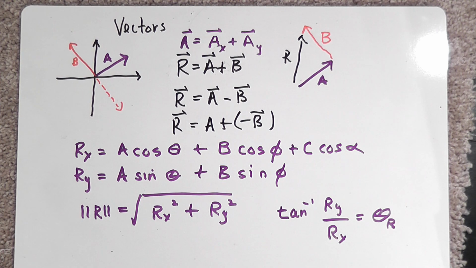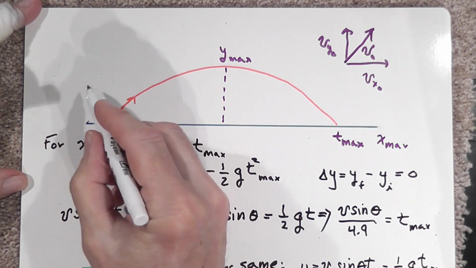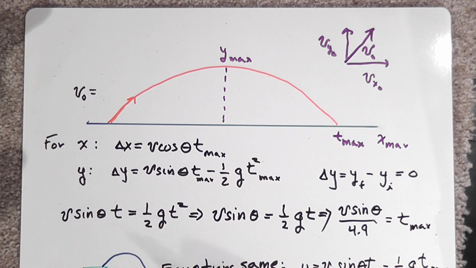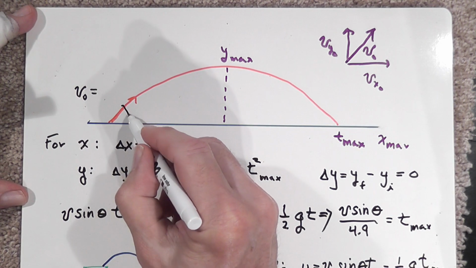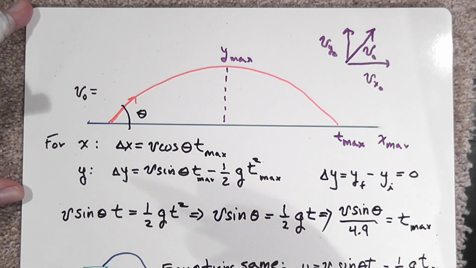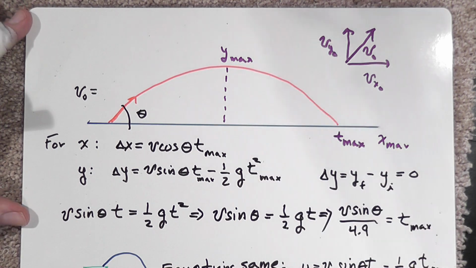So next thing, let's talk about projectile motion. This was the second part of chapter 3, projectile motion. This is where you would have been given an initial velocity and an angle that this projectile was launched at, and therefore you could find out the maximum time in the air, the maximum height, and the maximum range.